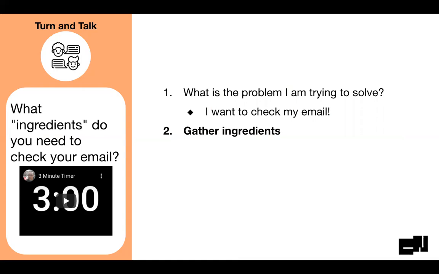All of these things are ingredients which we will later use in order to solve the problem of checking your email, okay? And then the third step, you can put them in the steps. Like first I go on gmail.com. Then I put in my username and password. Then I go in and I click the email that I want to check, right? But those are the ingredients that you need in order to solve this problem.